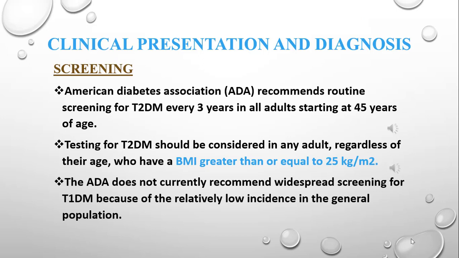Clinical presentation and diagnosis. The first one is screening. According to the American Diabetes Association, screening for type 2 diabetes should occur every 3 years in adults above 45 years of age. And testing for type 2 diabetes should be considered in any adult regardless of age who has a BMI, that is body mass index, greater than or equal to 25 kg per meter square.